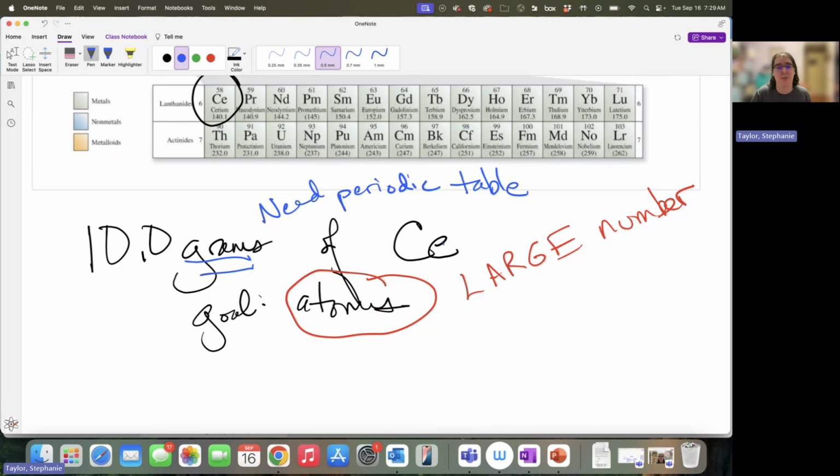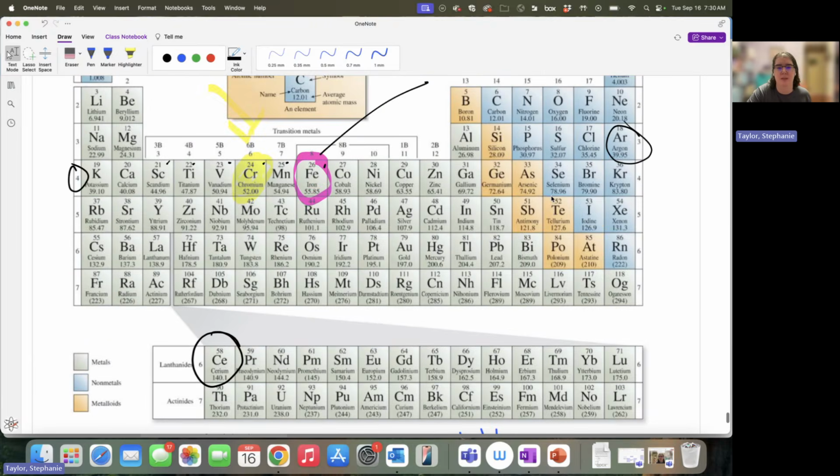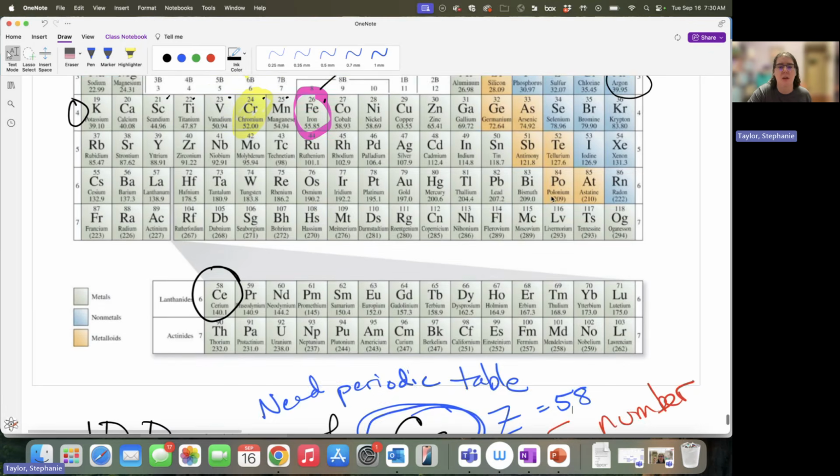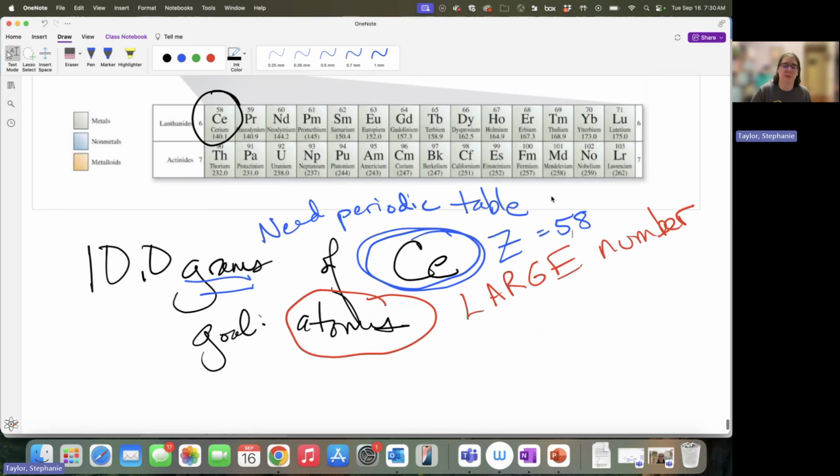The only way to get out of grams is to deal with the symbol. We probably also gave you something like the Z number, because if you have to spend time on the exam looking through every single element, this can be time consuming. So we'll often try to give you some sort of information.